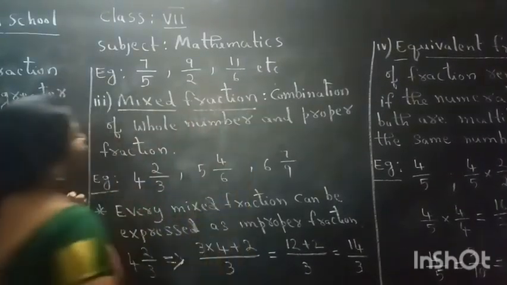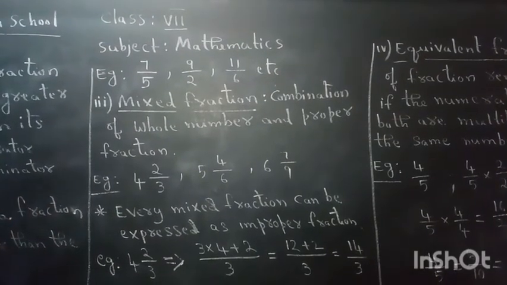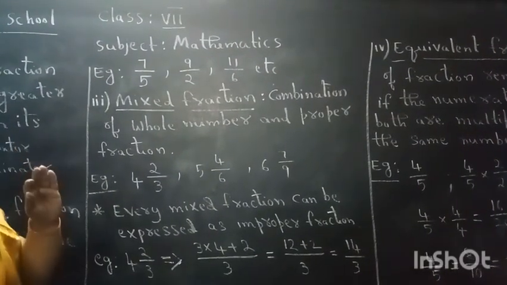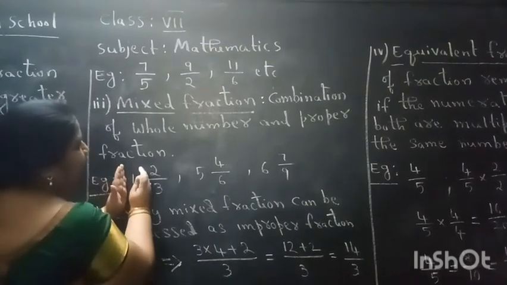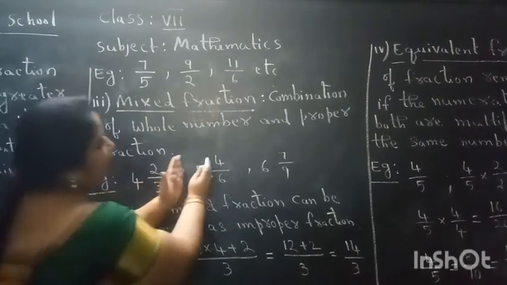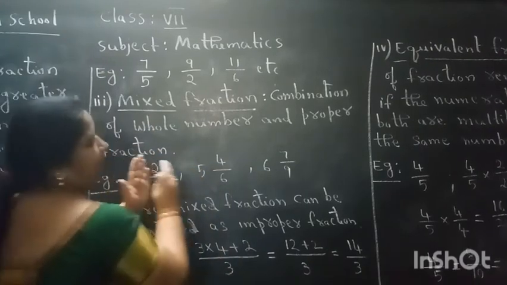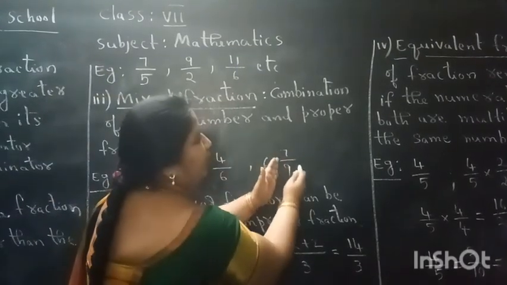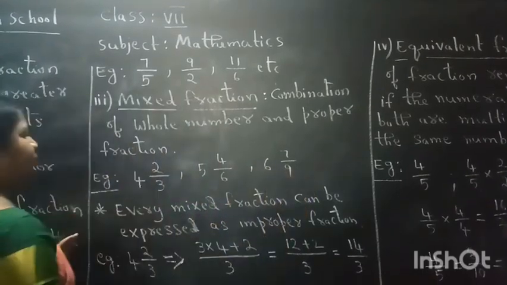Next one is the mixed fraction. Mixed fraction means a combination of a whole number and a proper fraction. Proper fraction means the numerator is less than the denominator. So, in 4 2 by 3, 4 is the whole number, mixed with the proper fraction 2 by 3. In 5 4 by 6, 5 is the whole number, mixed with the proper fraction 4 by 6. In 6 7 by 9, 6 is the whole number, and 7 by 9 is the proper fraction mixed with it.